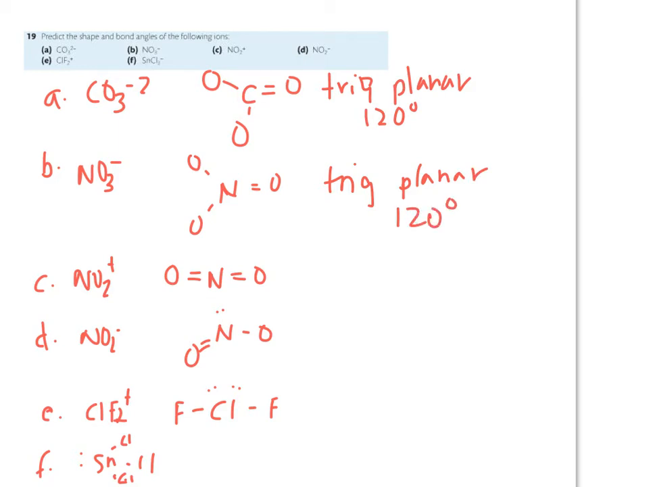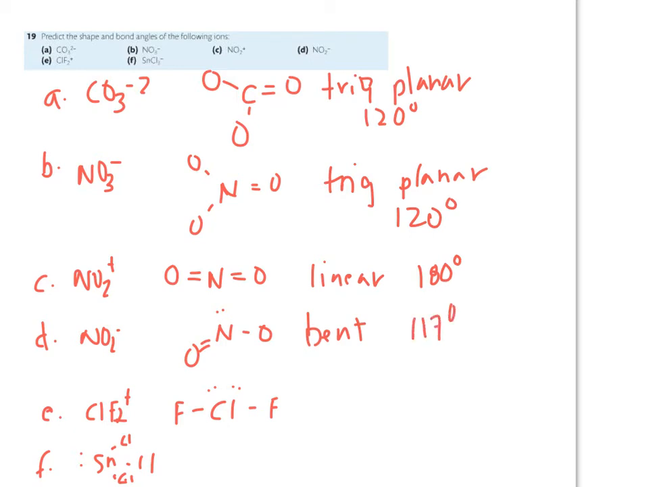C, NO2, because it's NO2 plus, I've got 5 plus 12 is 17, minus 1 is just 16 electrons. So I end up with nitrogen double bonded to each oxygen, making it linear with a bond angle of 180 degrees. D, now that it's NO2 minus, now I have 18 electrons, so I only need a double bond on one of the oxygens, a single on the other, which leaves a lone pair on the nitrogen and makes this a bent molecule.